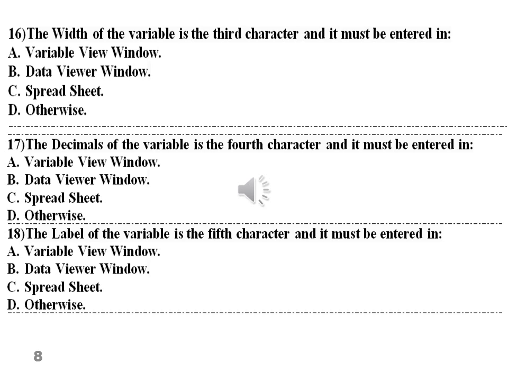17, the decimal of the variable is the fourth character and it must be entered in variable view window, data viewer window, separate sheet, otherwise letter A must be the right answer. Variable view window. This is the fourth column contained in the variable view window.